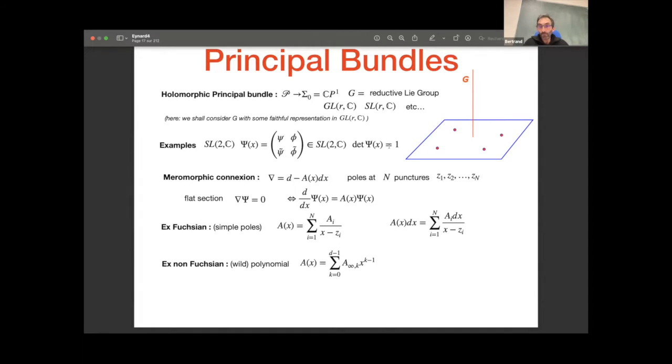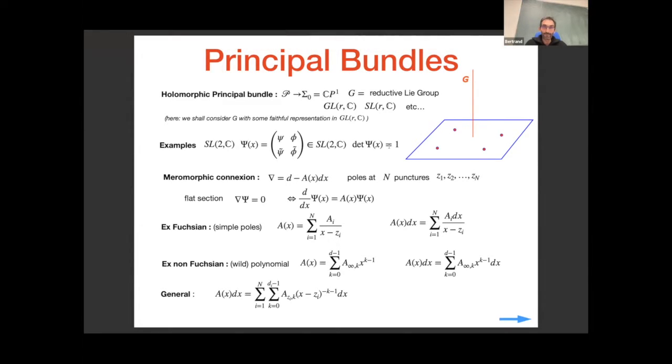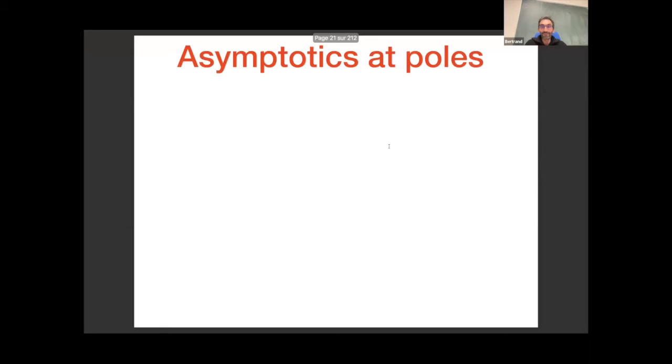In matrix models, we encounter very often the case where A is a polynomial. So it has one pole, but of higher degree. It's not a simple pole. But the general case is when A can have as many poles as you want, of arbitrary degrees. And this is considered hard. This is called wild. Now let me consider the asymptotics near the poles.